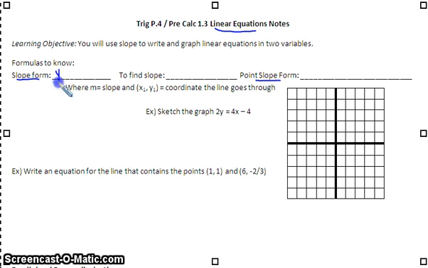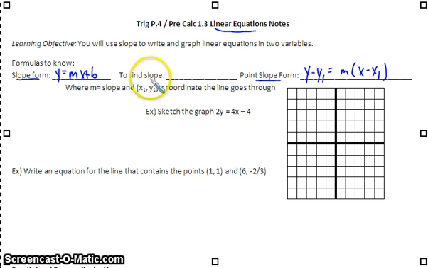Slope form is y equals mx plus b. Sometimes this is also called y-intercept form because you're given the y-intercept with the b value. Point slope form is y minus y sub 1 equals m times x minus x sub 1. And the x sub 1 and the y sub 1 in this equation is a point on the line, and the m in both of the equations is the slope.